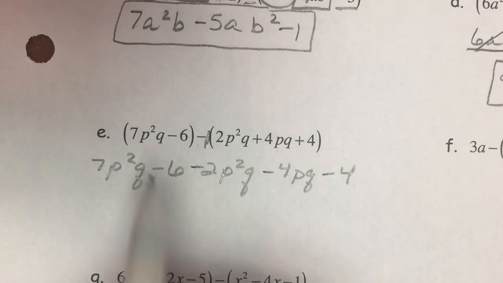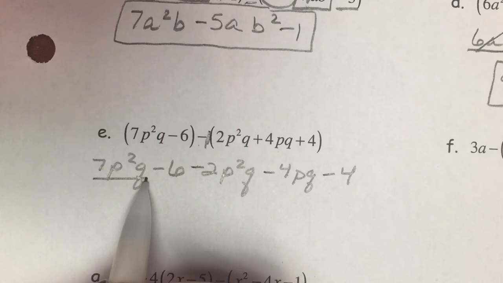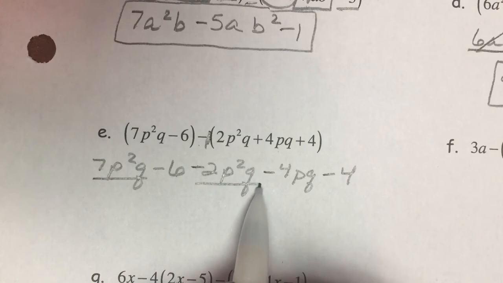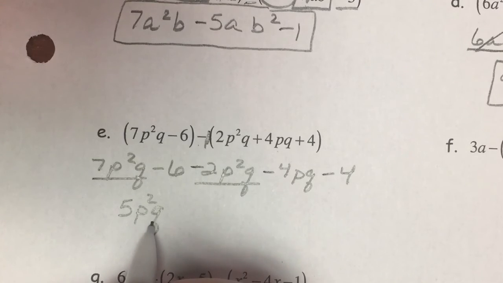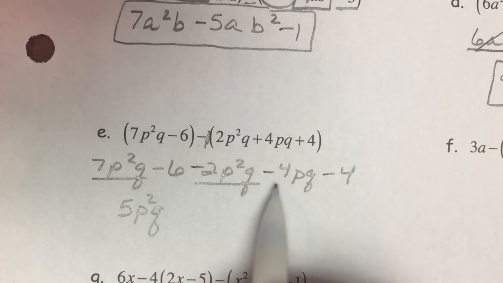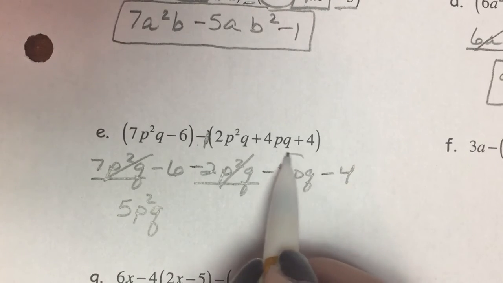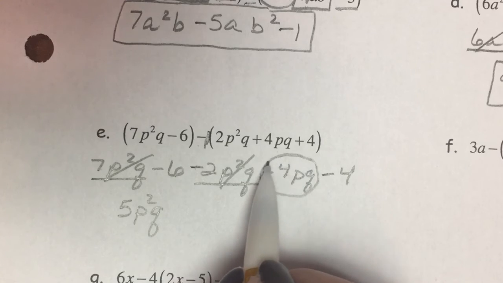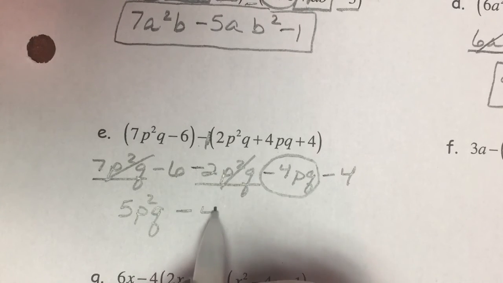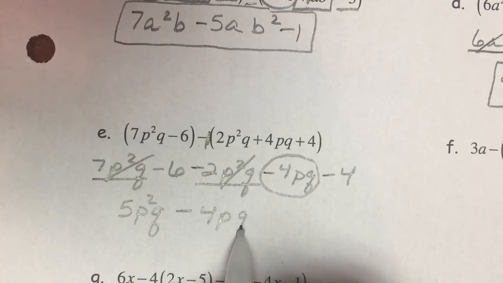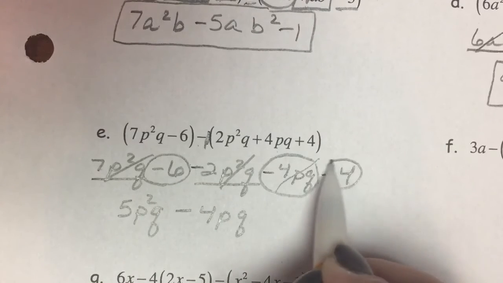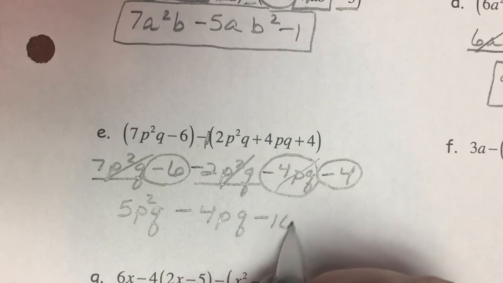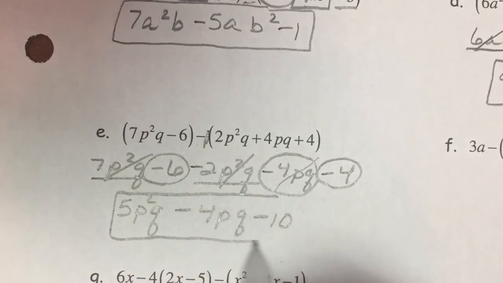Now it's a matter of combining like terms. So we have 7p squared q and negative 2p squared q. That gives me 5p squared q. Now notice I have this term right here, which doesn't combine with anything, so I'm just going to tail that and not combine it. And then I have a negative 6 and a negative 4, which will combine to give me a negative 10. And there's my final answer.